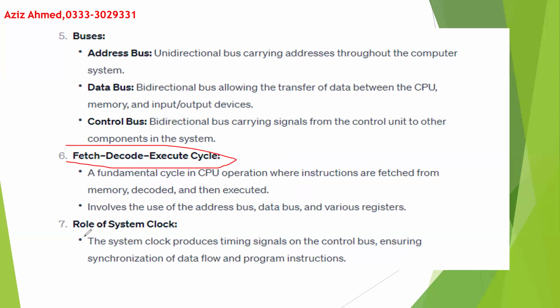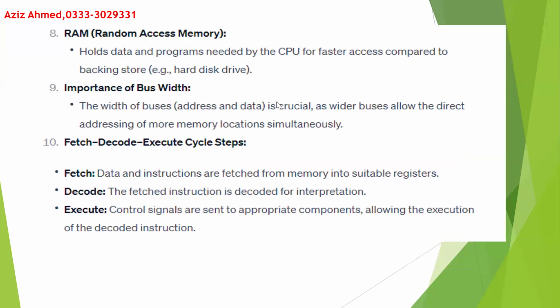One thing more: the role of the system clock. Timings are given to all components of the computer so that every component is ready at the time when the operation needs to be performed. The system clock produces timing signals on the control bus, ensuring synchronization of data flow and program instructions. So the CU generates timings through the system clock, telling other components at what time they will perform an instruction or operation. Got the idea? Okay.